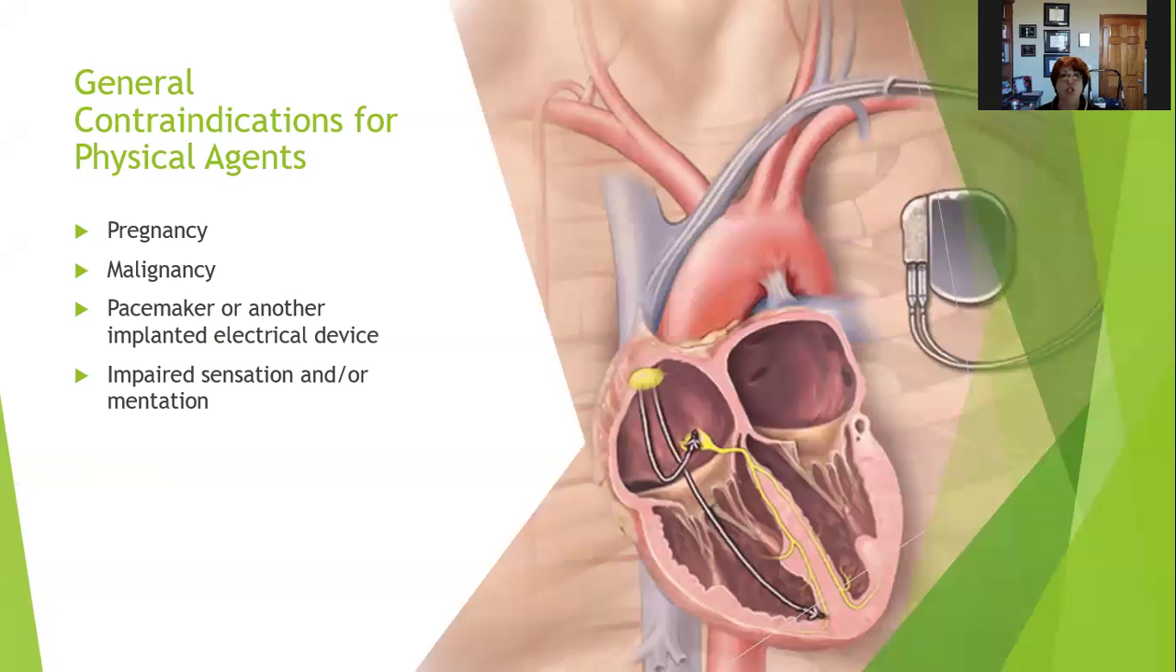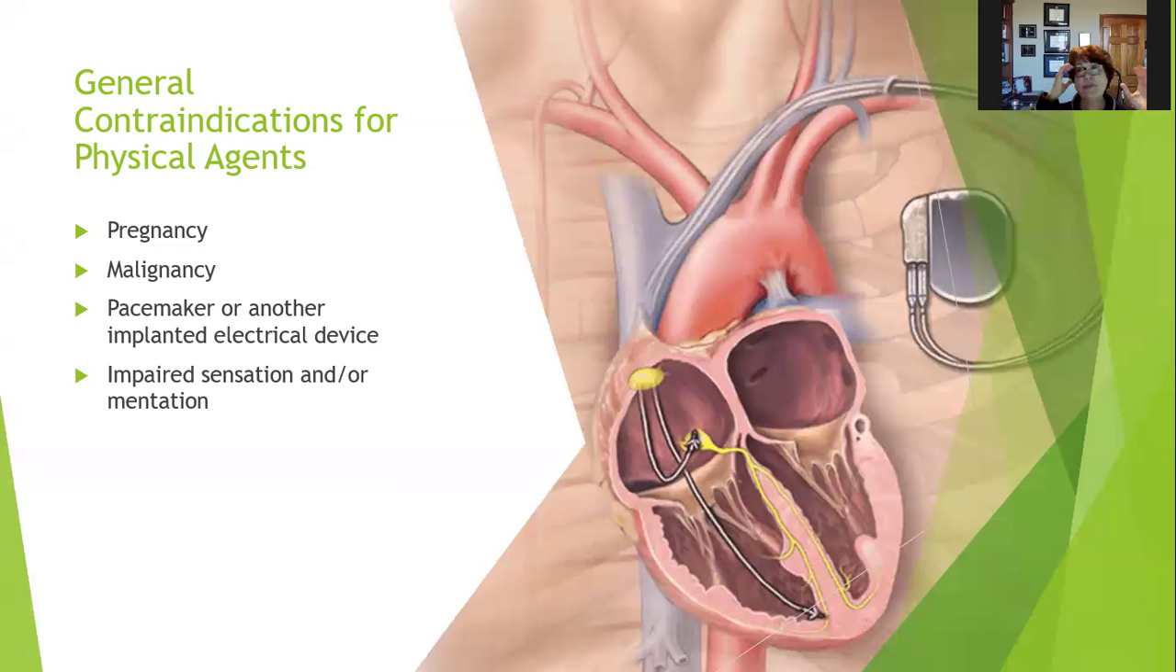So in general, the contraindications for any physical agent are pregnancy, malignancy, any kind of pacemaker or implanted electrical device, or impaired sensation or mentation. If somebody is pregnant, they are growing a new human being in their body. You do not want to use modalities. If anybody in class were pregnant, we would not practice on them because that would be a contraindication for any of our physical agents. And we'll keep talking about that.